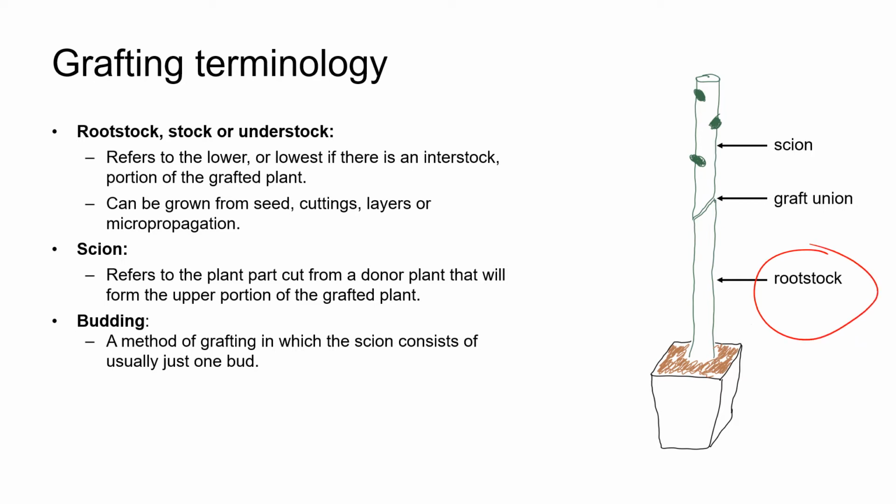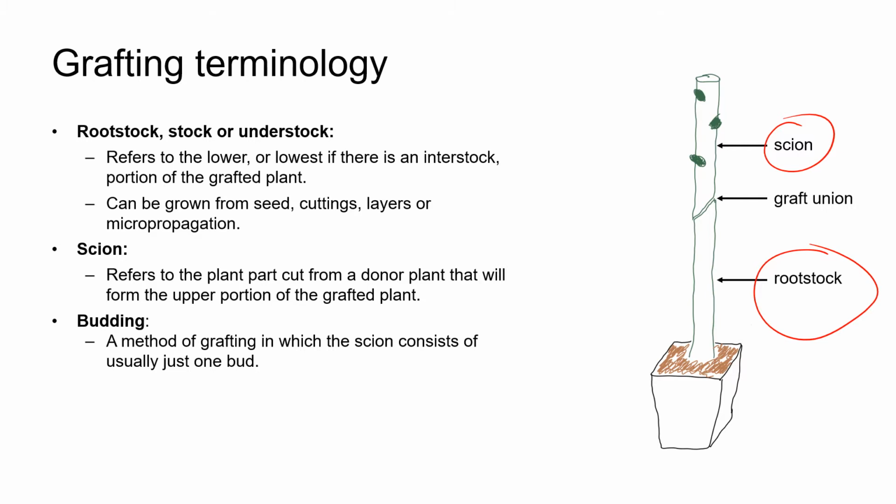The rootstock can be grown from seed, cuttings, layering, or tissue culture. The term scion refers to the shoot that's cut from the appropriate donor plant that will grow into the upper portion of the grafted plant. It usually consists of a length of stem containing at least 1 dormant bud. Budding refers to several grafting techniques where the scion consists of usually just a single bud, as opposed to several buds on a length of stem.